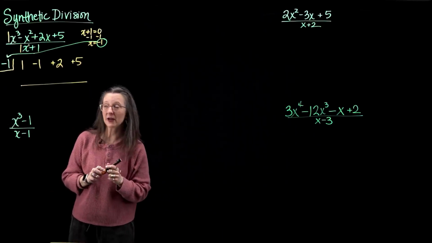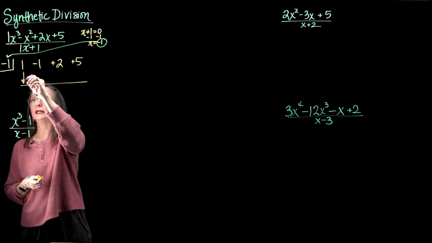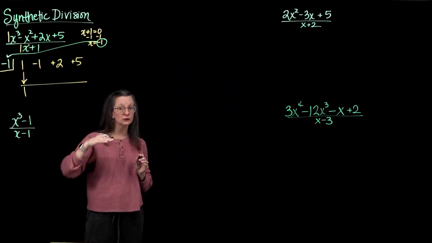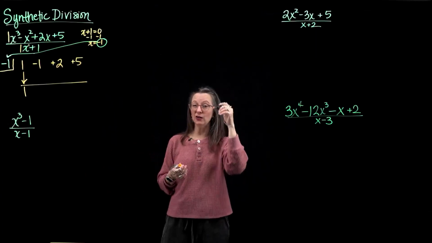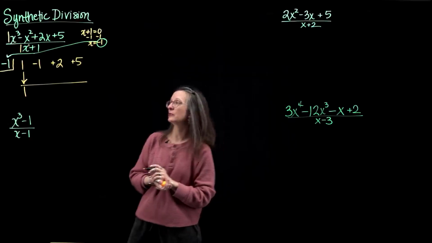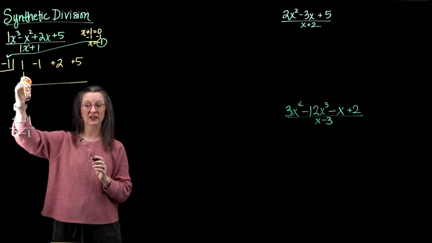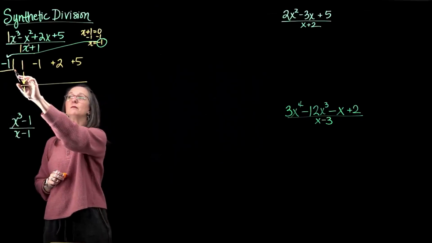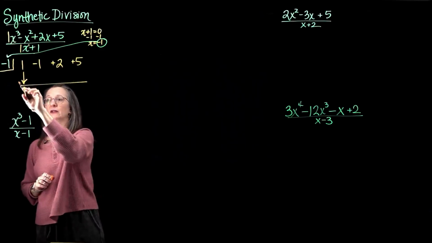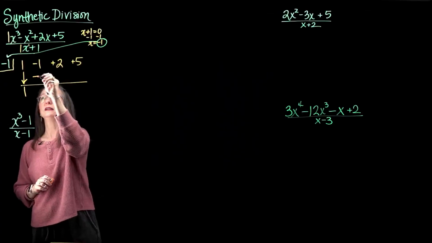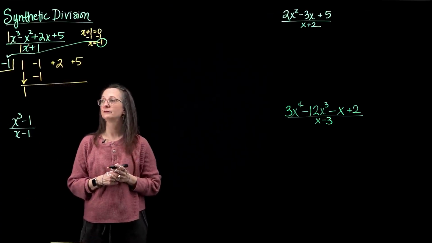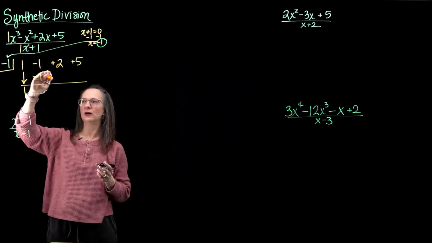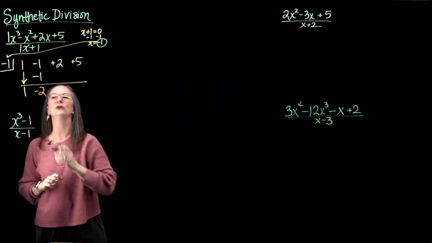All right, so here's the process. First thing we do is bring down that first number, the 1. We're going to write it below the line. I always draw an arrow to take up that space between my line of numbers and my baseline, and then I bring down that 1. The number below the line, we multiply it by the number in the box. So negative 1 times 1 gives me negative 1. And then we're going to add down that column. Negative 1 minus 1 gives us negative 2.